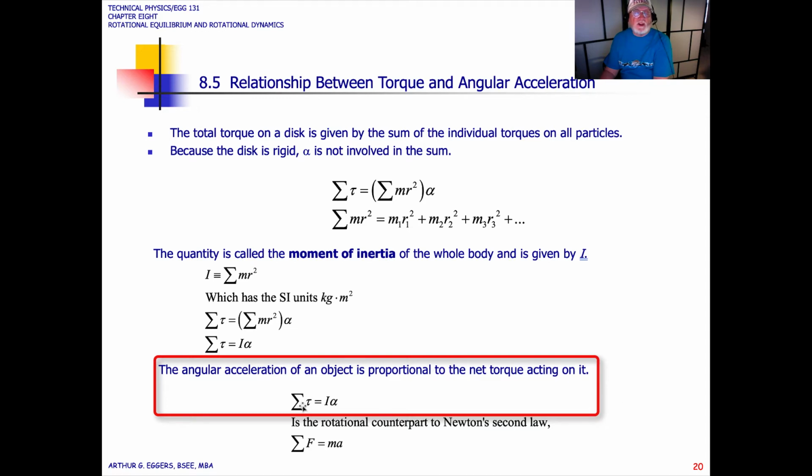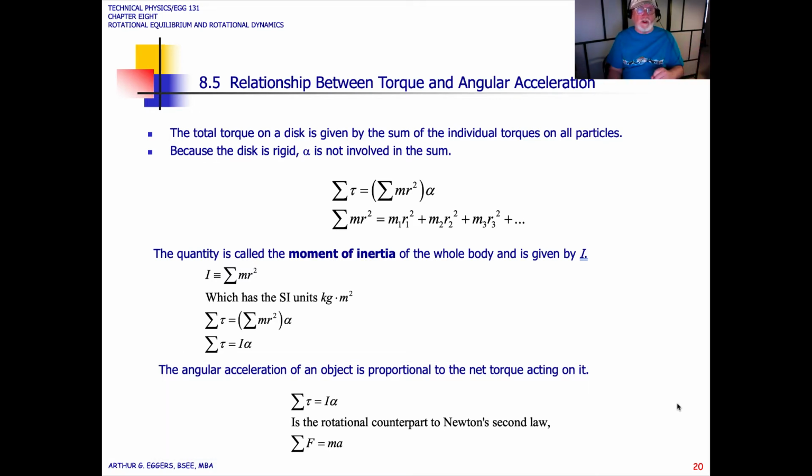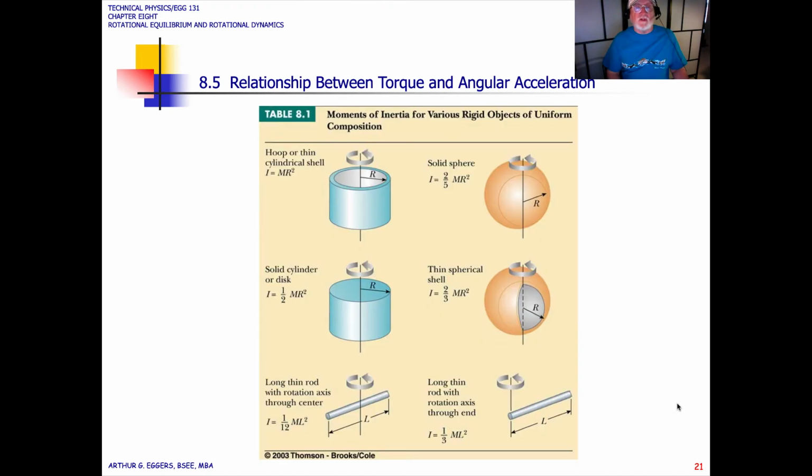So the summation of all the torques equal to the moment of inertia times the angular acceleration has a counterpart, okay? Its rotational counterpart to Newton's second law, as we saw, was the summation of all the forces is equal to the mass times the acceleration. So we have like things in different worlds. The linear world, the Cartesian world, whatever you want to call it, the rectangular world. Now in the polar world or the rotational world, we have another set.